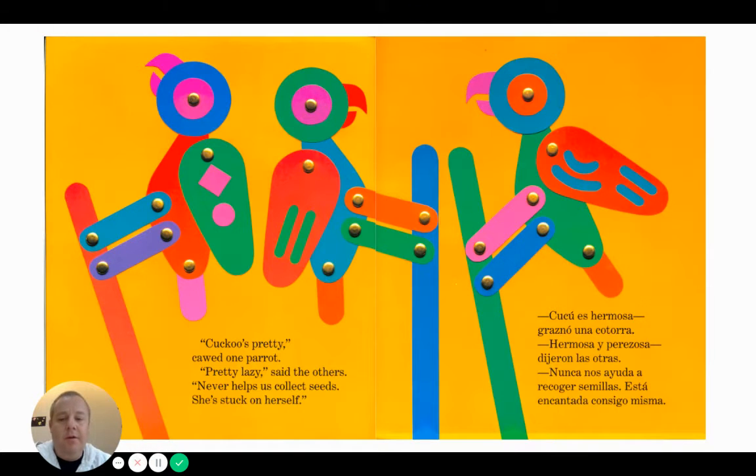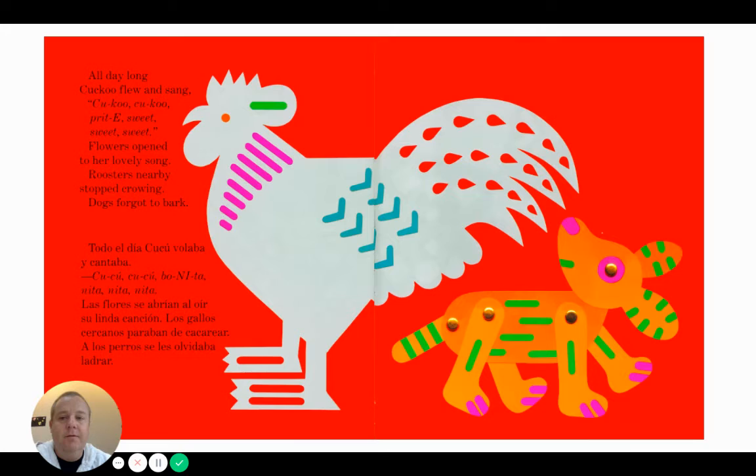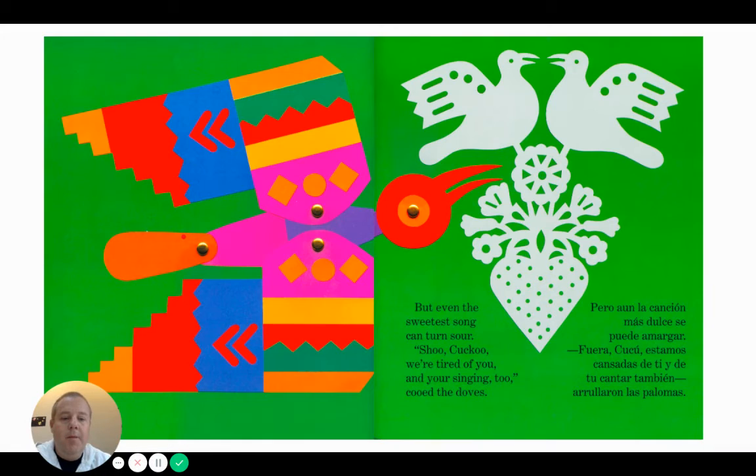Cuckoo's pretty, cawed one parrot. Pretty lazy, said the others. Never helps us collect seeds. She's stuck on herself. All day long, Cuckoo flew and sang, cuckoo, cuckoo, pretty, sweet, sweet, sweet. Flowers opened to her lovely song. Roosters nearby stopped crowing, and dogs forgot to bark. She's very pretty. But even the sweetest song can turn sour.